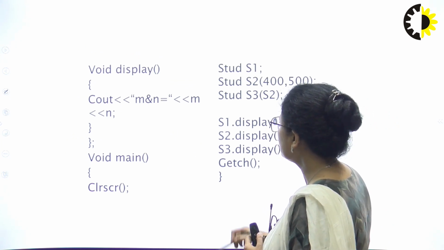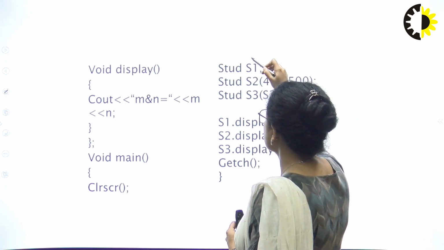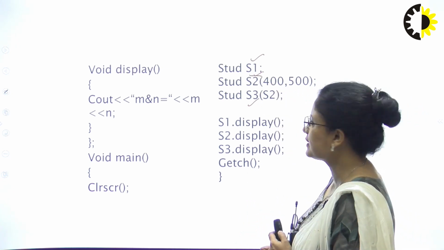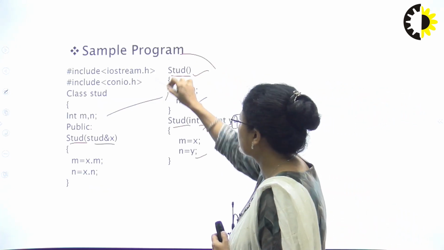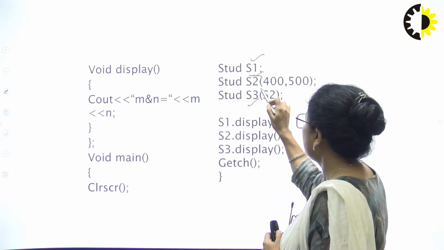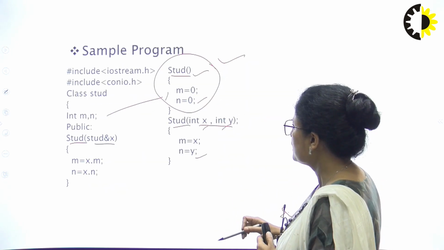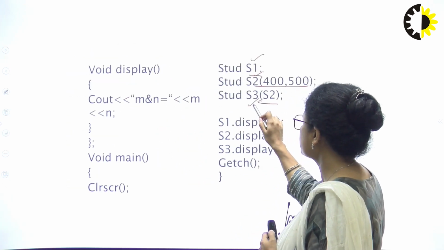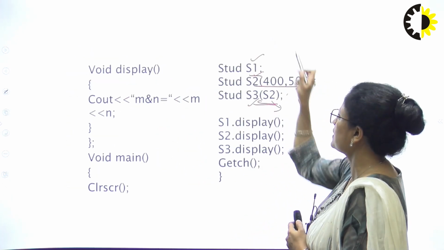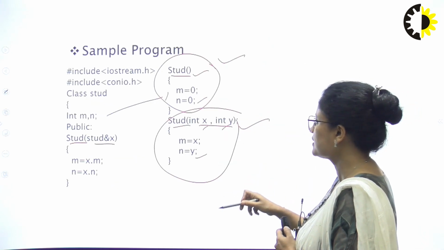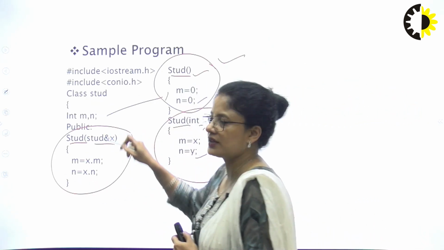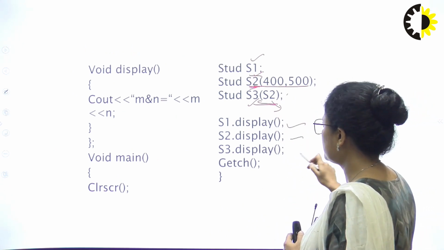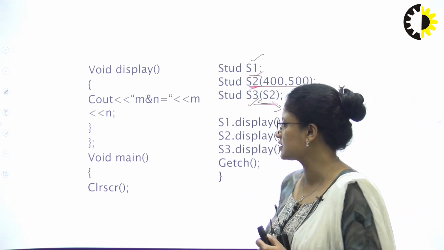So when you are calling in the main function, when you are creating an object, if you see, we are creating 3 objects, S1, S2 and S3. In S1 we are not passing any argument, so it will go for this particular constructor. In S2 we are passing 2 arguments, X and Y, so it will go for the second constructor. And in S3 we are passing an object of the same class, so it will go for the copy constructor. So this is how we go for overloading of constructors, and we are calling the display functions. Obviously it will display the values correspondingly.